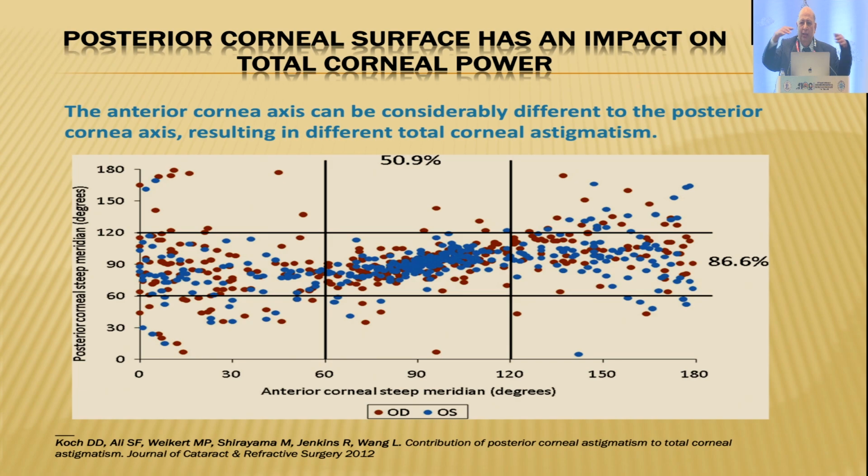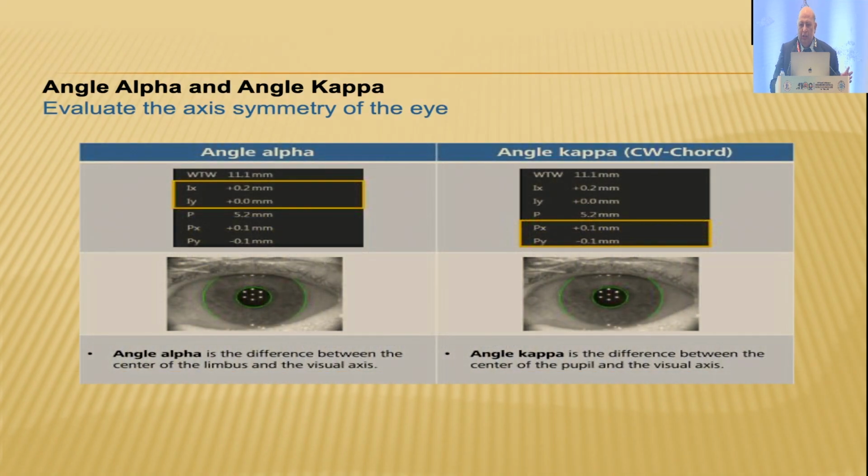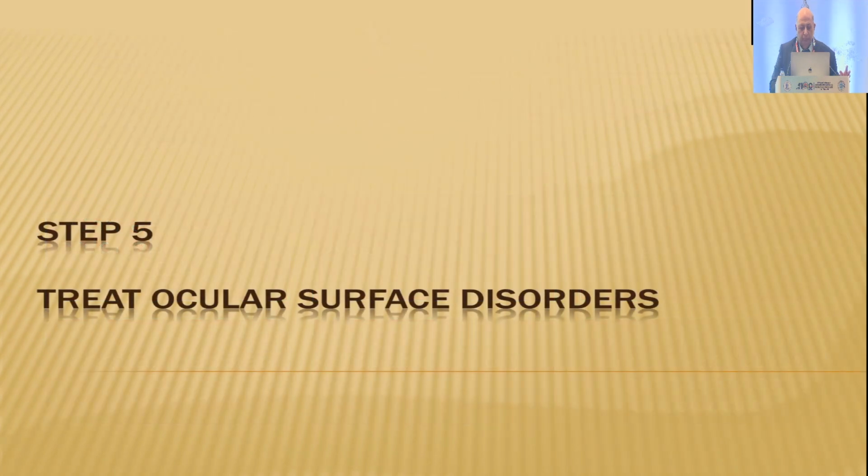Basically, in the family, they talk all among themselves and say, I got this lens and I'm not seeing well. So you lose a lot. Measure the angle alpha and kappa. These are not theoretical statements. Measure them because it makes a significant difference. The criteria which I utilize is simple. Corneal aberration should be less than 0.4. Angle alpha also less than 0.4. Regular cornea, regular macular OCT, and no mild or dry eye disease.